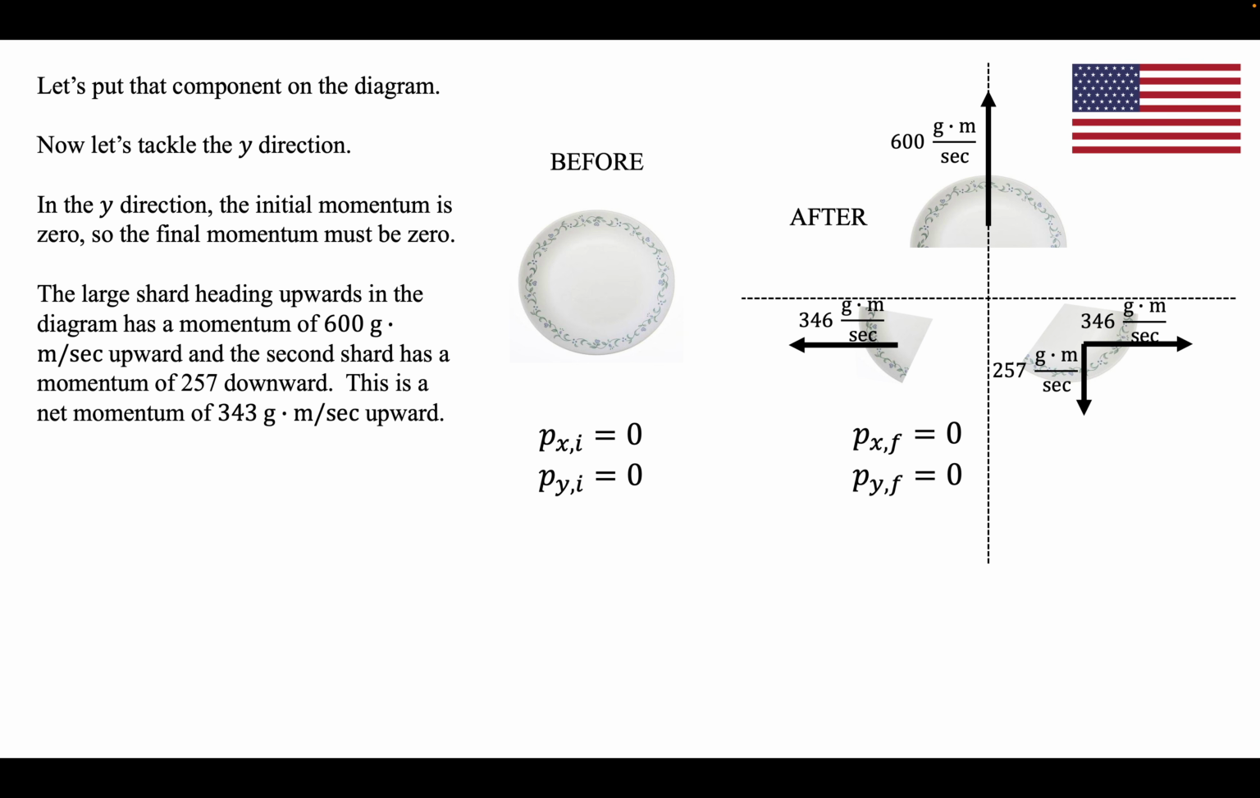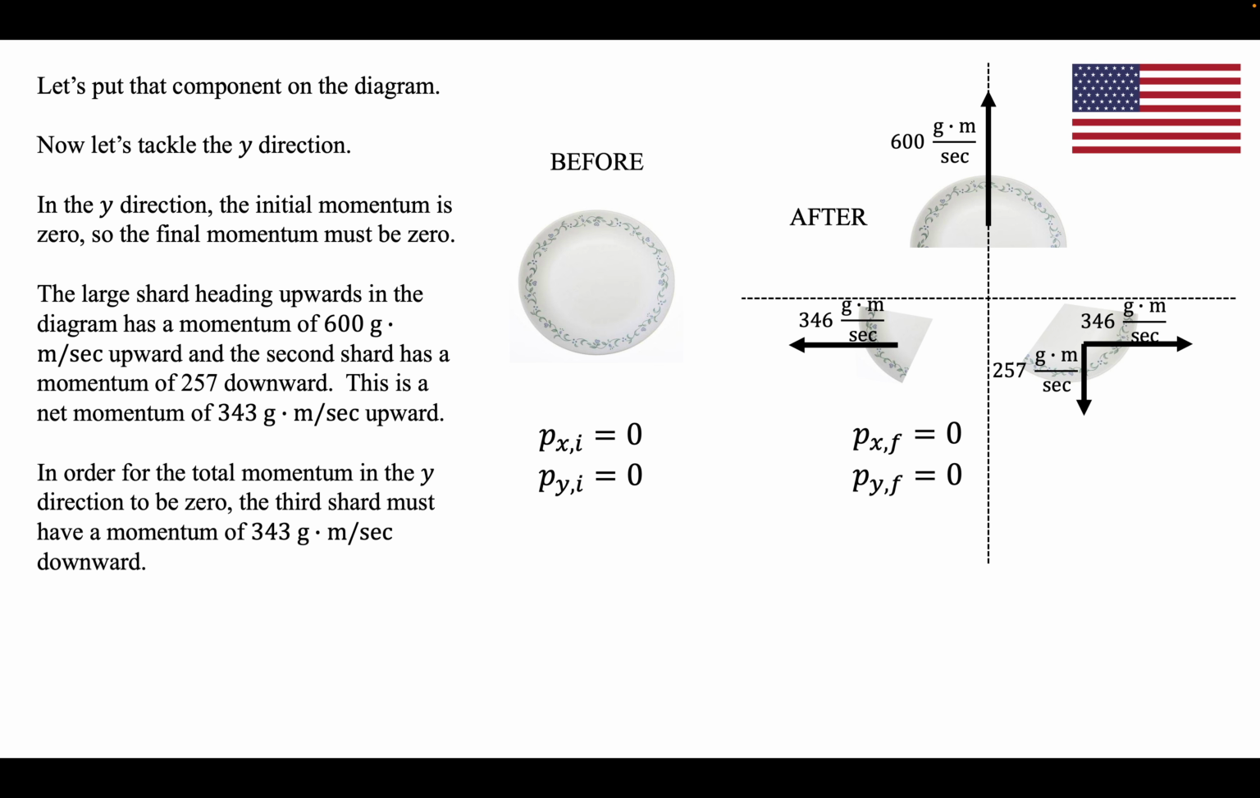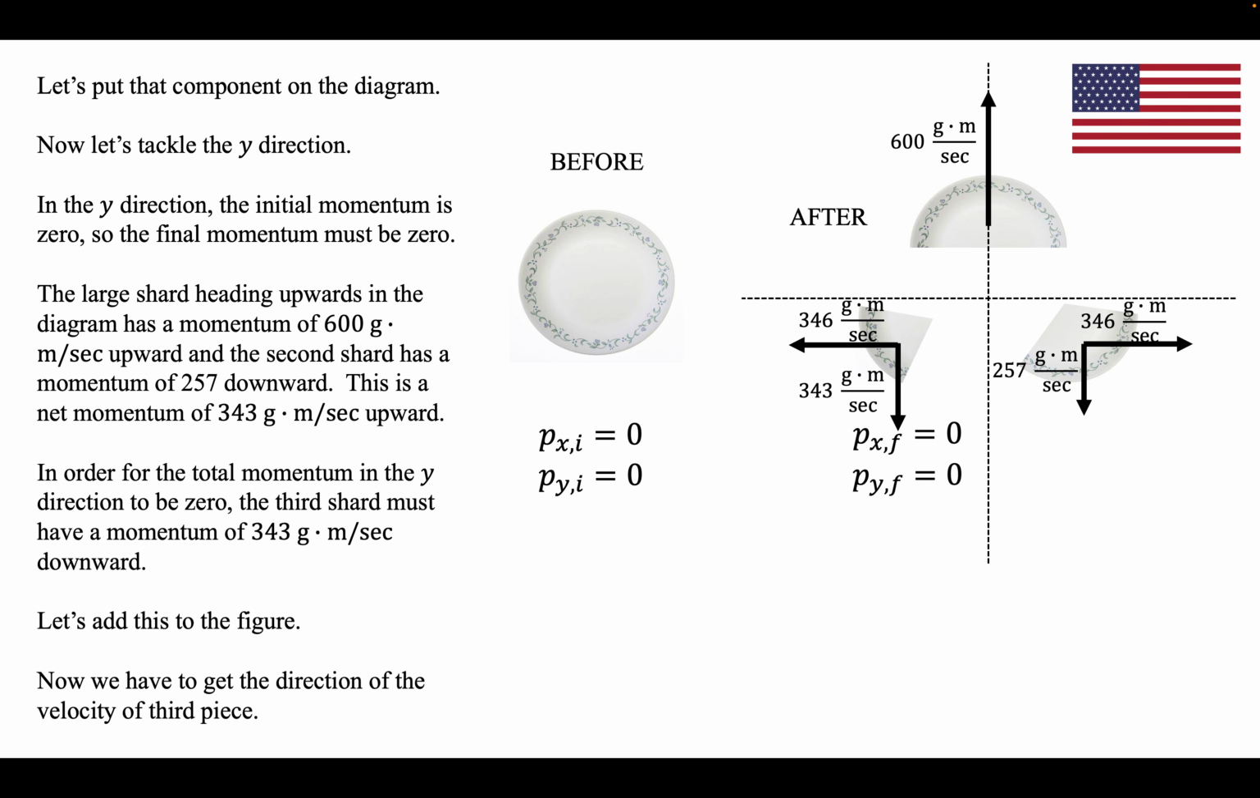Now we do the y direction. A little bit more complicated. We have 600 gram meters per second up, and this guy is 257 gram meters per second down. And the total is zero. These two have a total momentum of 343 gram meters per second upwards. So this guy's got to have 343 gram meters per second downward. Let's put this on the diagram. Now, hopefully, it's easier to see that there's no momentum in that system, just as there is no momentum before.